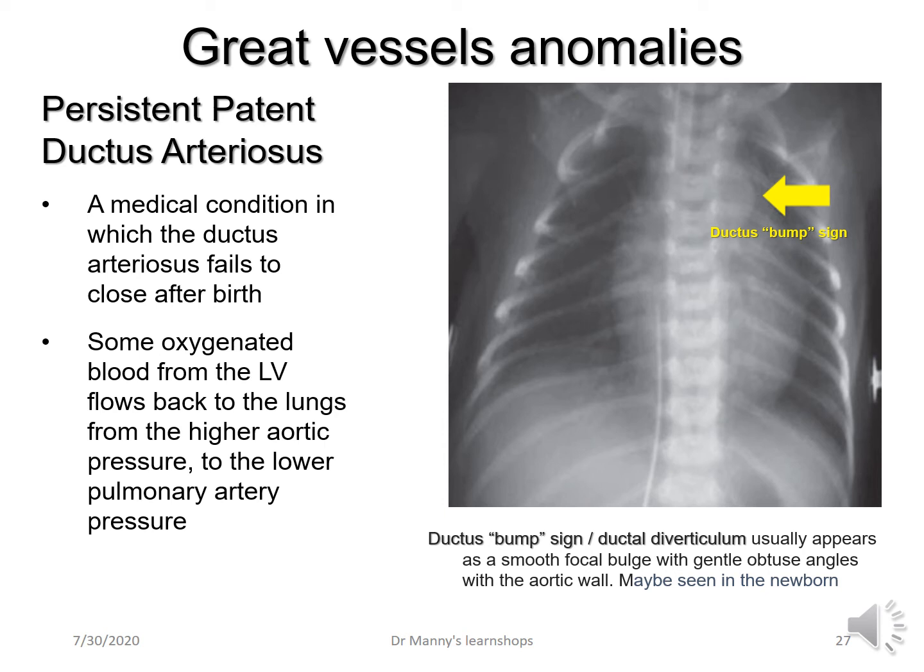In this condition, some of the oxygenated blood from the left ventricle flows back to the lungs because of the higher aortic pressure relative to the lower pulmonary artery pressures. This can be demonstrated in a bump, which is called the ductus bump sign, or the ductal diverticulum. This usually appears as a small focal bump with gentle obtuse angles on the aorta. This could be seen in the newborn. Not always seen, but it could be seen.